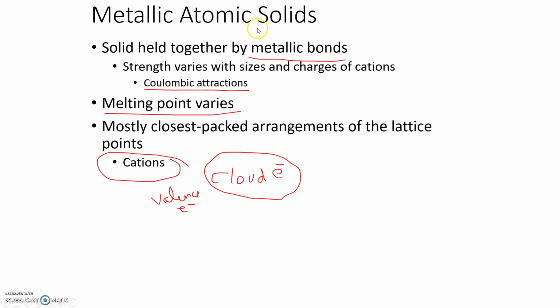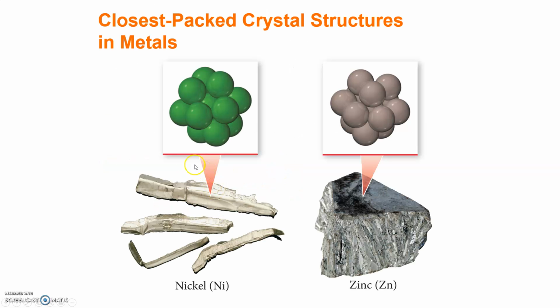The metallic atomic solids are held together by metallic bonds. What exactly is a metallic bond? Well, it's an attraction between the different cations that make up the lattice, surrounded by the valence electrons. The melting points can be high or low. Here you have the closest-packed crystal structure in metals, for example nickel, and here you have zinc.